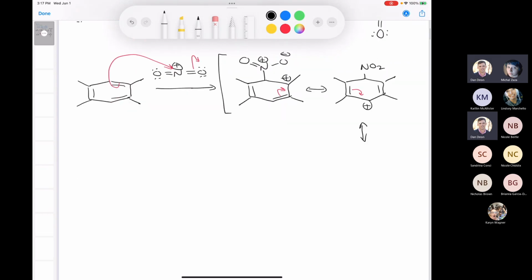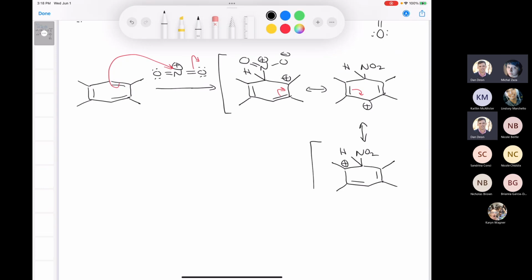Still running out of space, so let's draw the 3rd resonance contributor. So this is our 3rd sigma complex. I guess all 3 of these resonance contributors count as the sigma complex. And here we go, like that. And in our last step, we're going to rip off this proton. Now, I didn't draw it here and here. You can put it in there if you want.